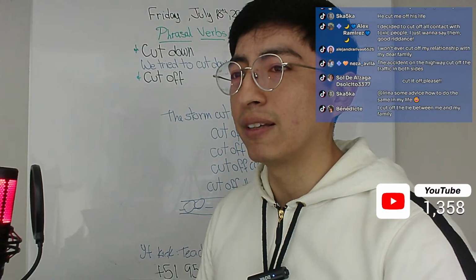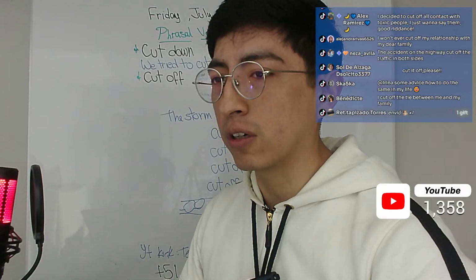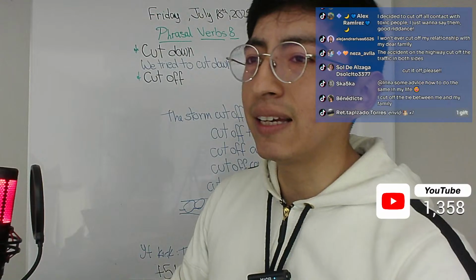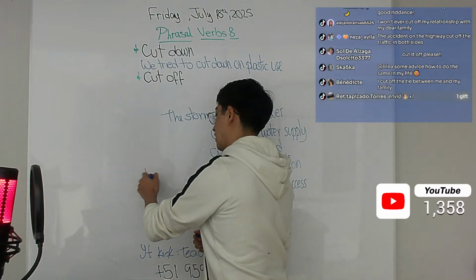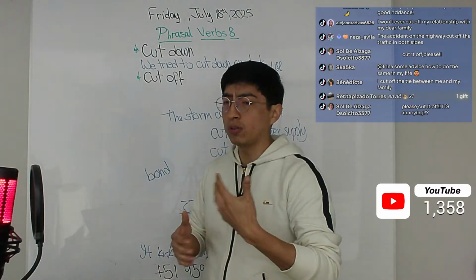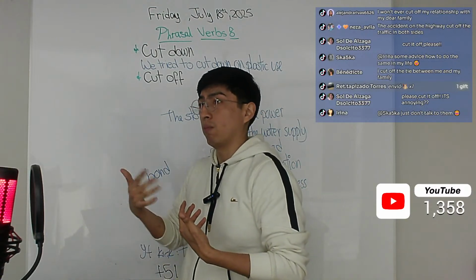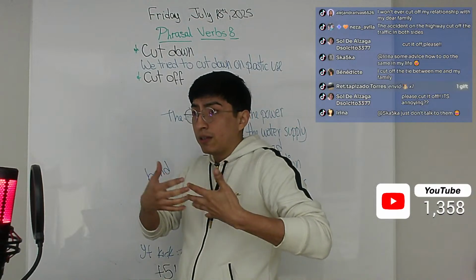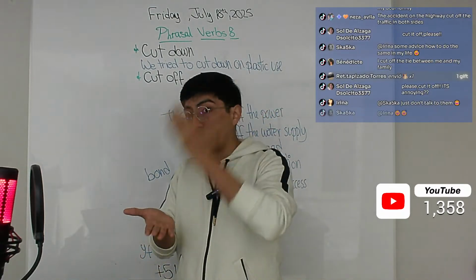Okay, "I cut off the tie because of the bond between me and my family." Okay, red, thank you very much. Tapizado Torres, hello. Okay, "I cut off the bone." Maybe the bond. When you're talking about an affective connection, you have to use bond. Bond is like a connection between me and someone else, maybe with my family, with my wife, with my girlfriend. That would be like an affective connection, a bond. In this case, you can say cut off the bond.